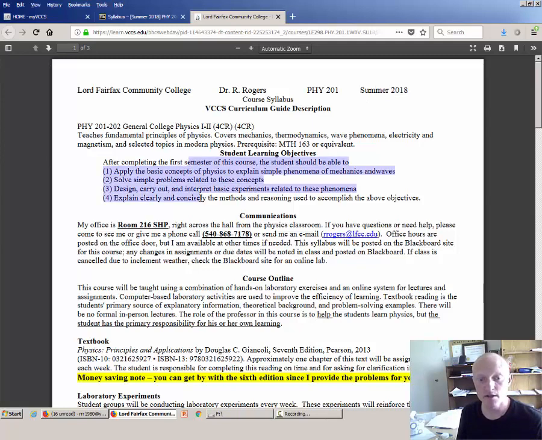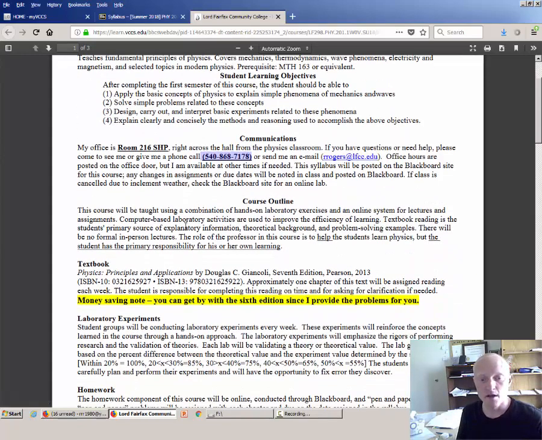Basic learning objectives. At the end of the day, we want to work on problem solving as well as picking up a little bit of physics. My room is 216 in the Science and Health Professions building, right across from where you'll be doing your labs. This is a phone number, but I'm only in here 2 days a week, Monday and Tuesday, and most of the time I'm over there in the labs with you all. So probably the best way to get in touch with me is to shoot me an email right here.